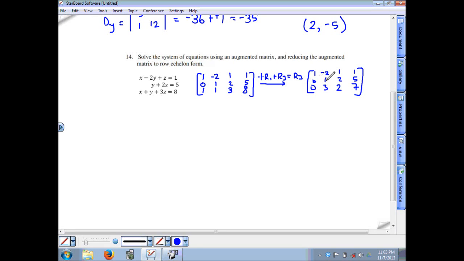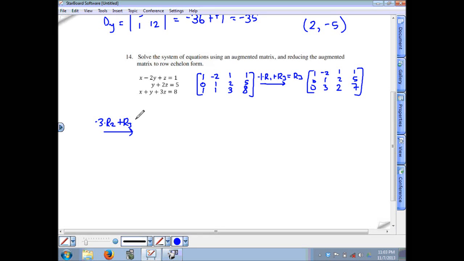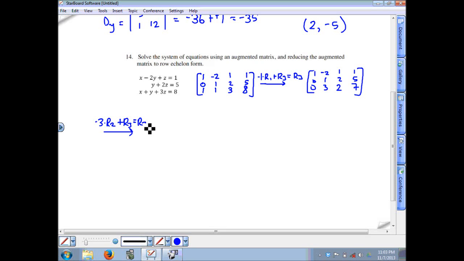So we have a 1 and a 0 and a 0. This is already a 1, which is great. If it weren't a 1, you divide by whatever you need to make it equal 1. But since it's a 1, we need to get a 0 beneath it. So what we're going to do is describe a new row operation. If we multiplied row 2 by -3 and added it to row 3, that's going to turn that into a 0. So -3 times row 2 plus row 3, that's going to equal row 3.